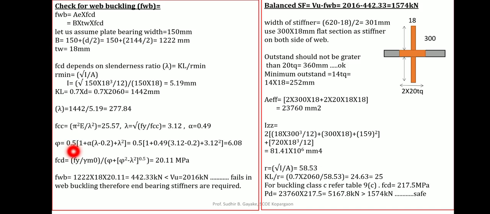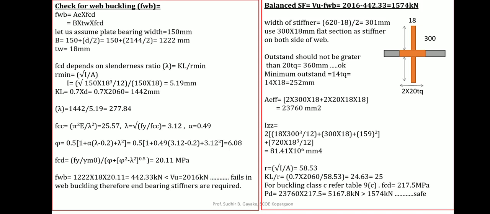Phi requires 0.5 into 1 plus alpha into lambda minus 0.2 plus lambda square. Putting the values and performing the calculations, I am getting the Fcd value as 20.11 MPa, which is a very small value. So Fw will now be calculated: area 1,222 into 18, multiplied by Fcd 20.11. Now that force value is only 442.33 kilonewton, which is also less than 2016, the maximum shear force acting. Therefore this fails.